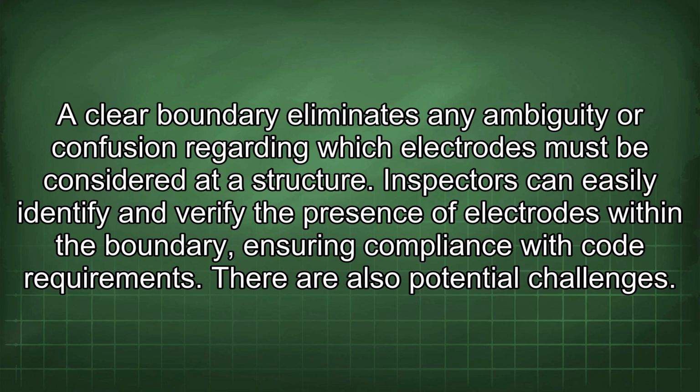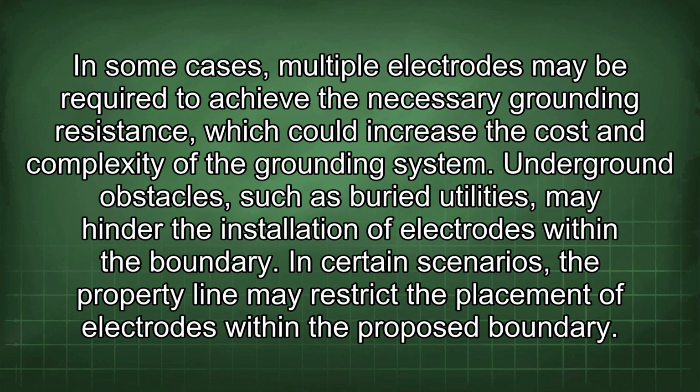There are also potential challenges. In some cases, multiple electrodes may be required to achieve the necessary grounding resistance, which could increase the cost and complexity of the grounding system. Underground obstacles, such as buried utilities, may hinder the installation of electrodes within the boundary. In certain scenarios, the property line may restrict the placement of electrodes within the proposed boundary.